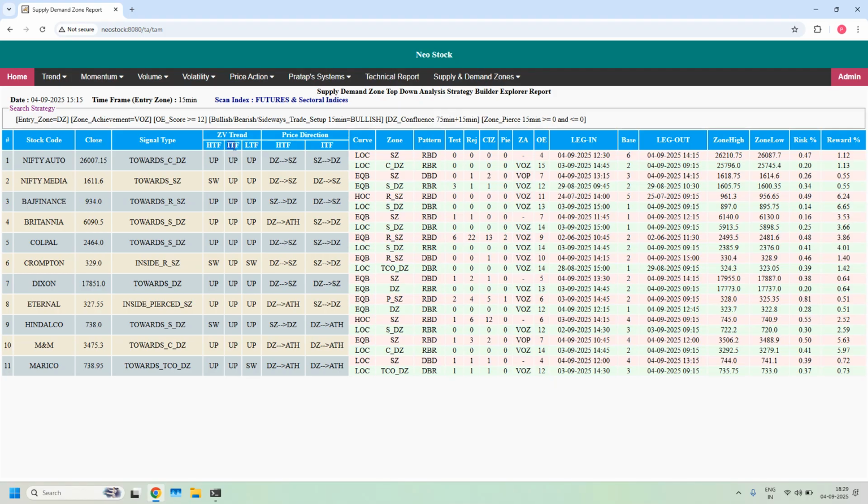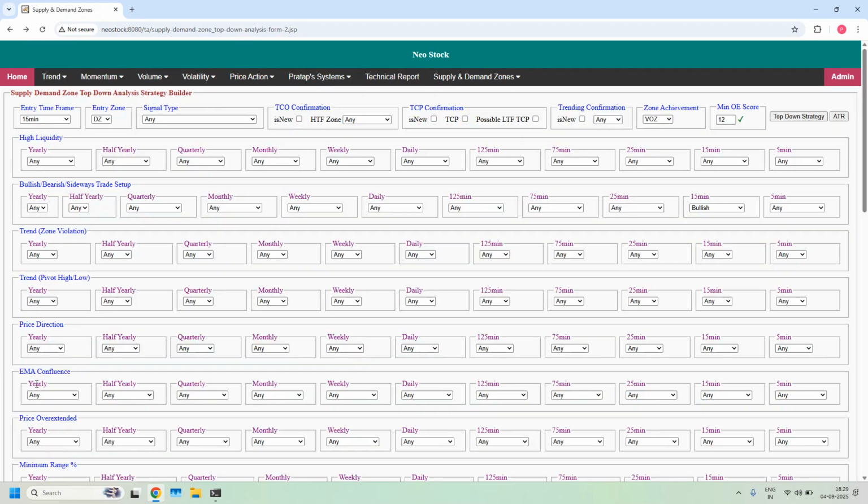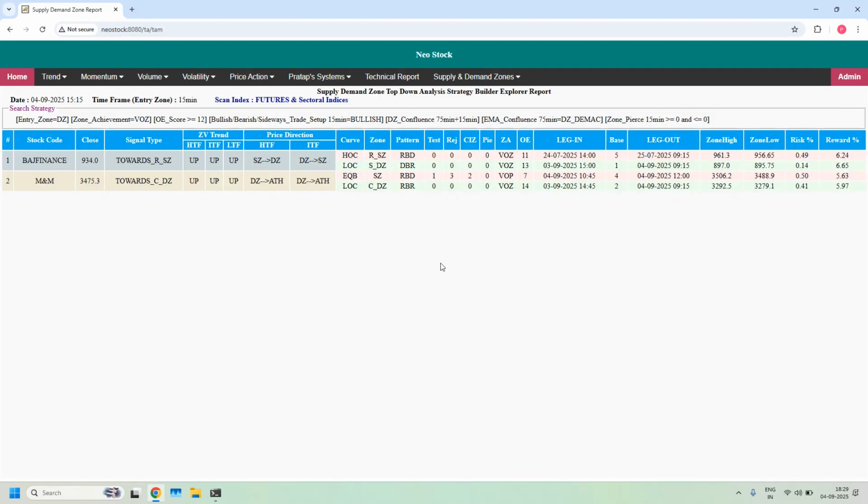But 75 minutes trend, ITF trend is up in all the stocks. So we can further filter based on EMA confluence at 75 minutes time frame by setting 75 minutes demand zone having daily EMA confluence. We got 2 stocks. So these 2 15 minutes demand zones might be having more high probability to get success, provided less than 20 checklist items are satisfied, otherwise higher chances of zone violation.